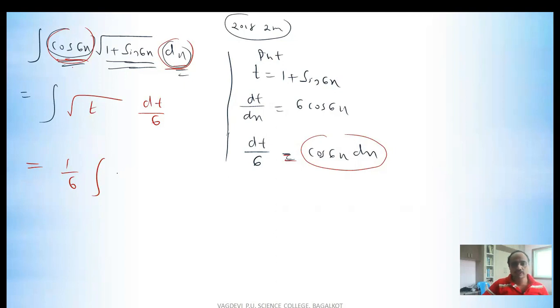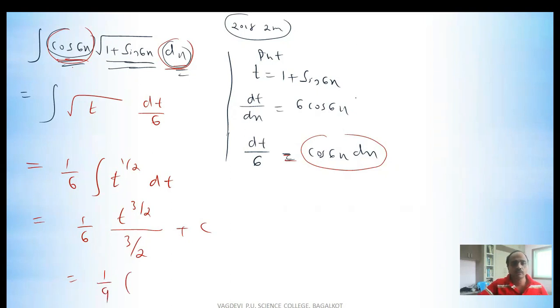For root x, we don't have a standard direct formula. So root t can be written as t raised to 1 by 2. There is no direct formula for it. For integration of 1 by root x there is a direct formula, 2 root x. But if it is only root x, you must write it as x raised to 1 by 2. So what is integration of x raised to n? X raised to n plus 1 by n plus 1. T raised to 1 by 2 plus 1 means 3 by 2, divided by 3 by 2, plus c. So 3 by 2 will become 2 by 3. So 1 by 6 into 2 by 3 means we get 1 by 9.